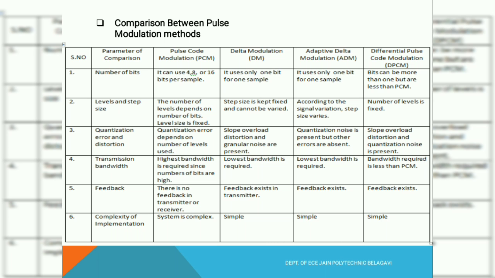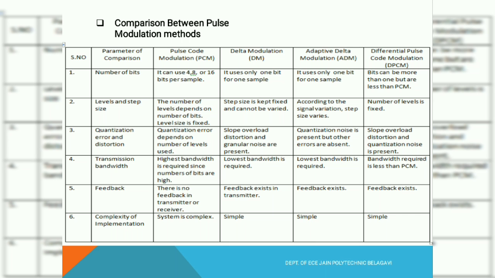First one, number of bits in pulse code modulation. Here 4, 8, 16 bits are sampled. In delta modulation, it uses only one bit per sample. In adaptive delta modulation also it uses only one bit for one sample. In differential pulse code modulation bits can be more than one, but it is less than pulse code modulation. In differential pulse code modulation you take the difference, then you encode the value. Whatever the difference is, that difference is encoded.